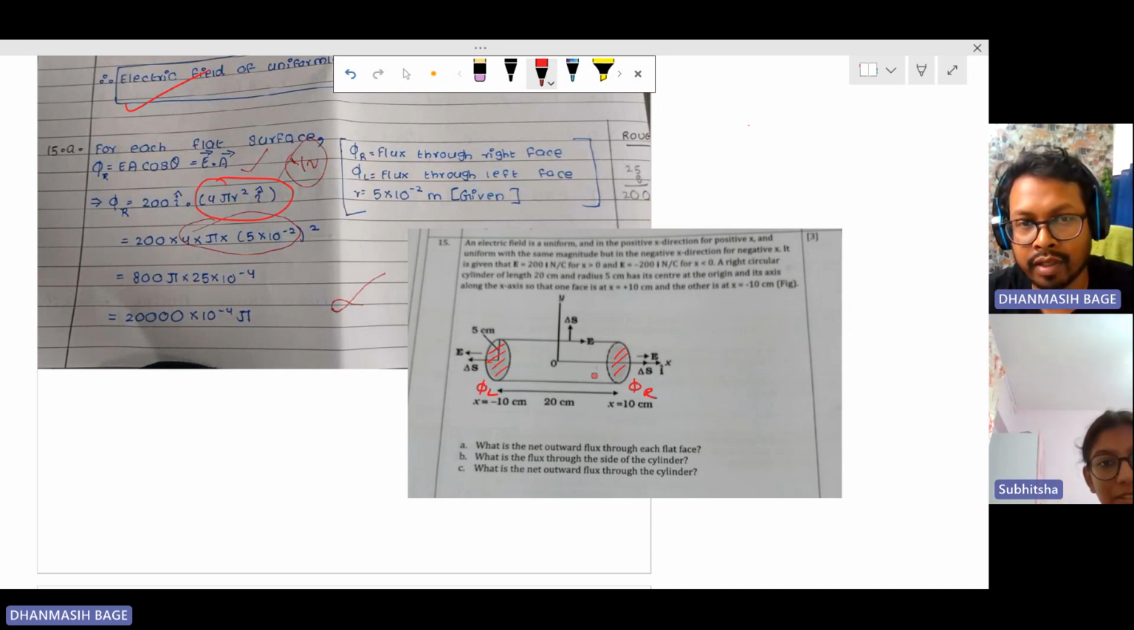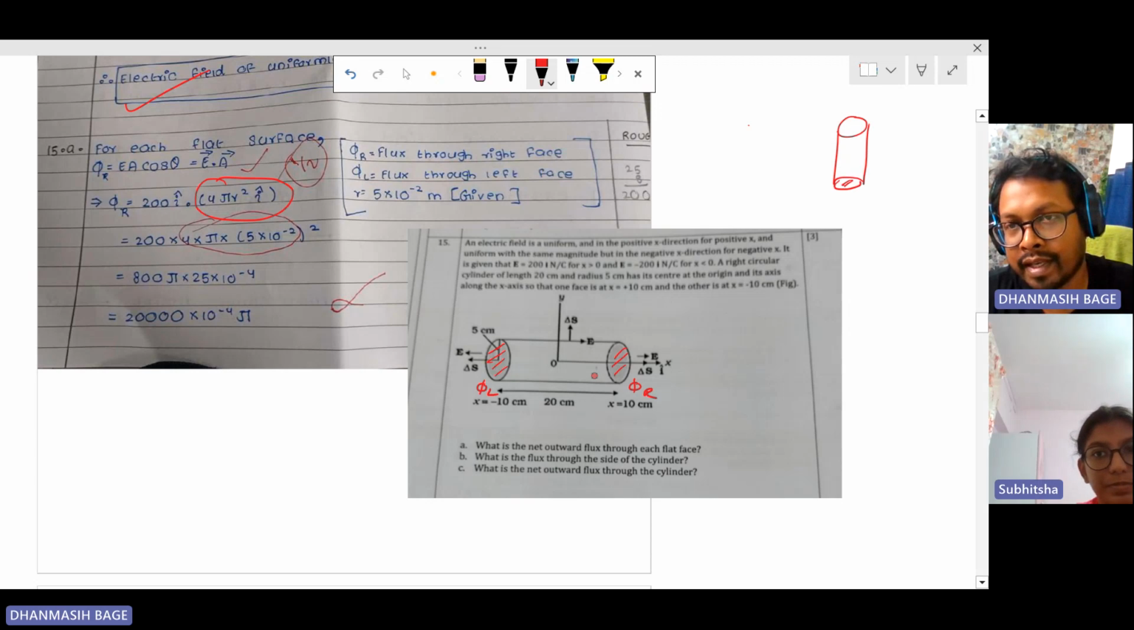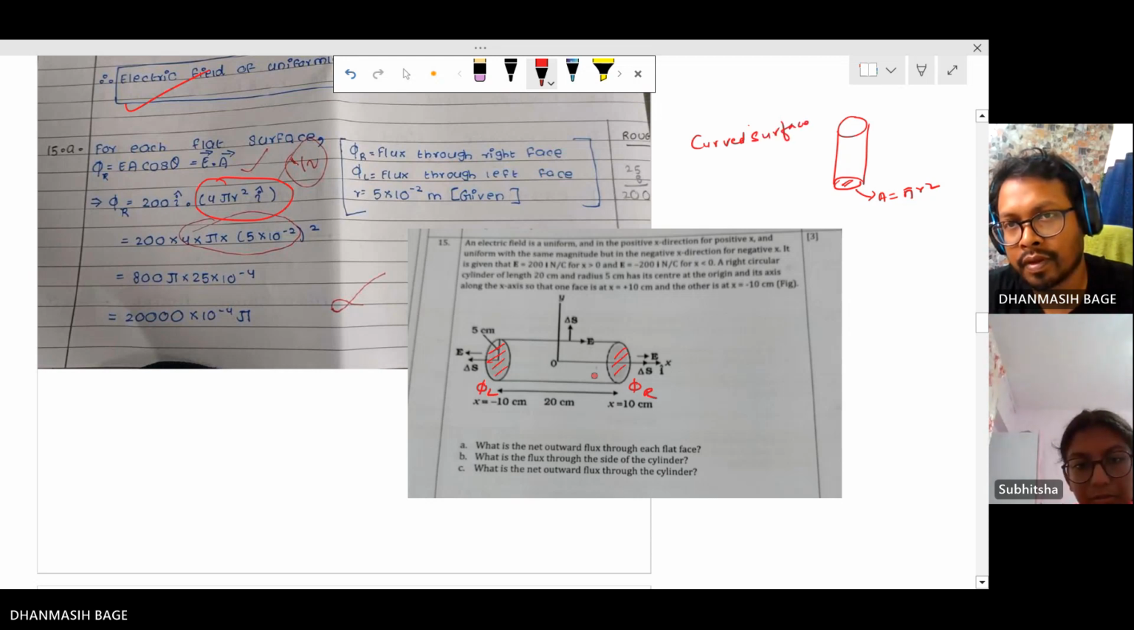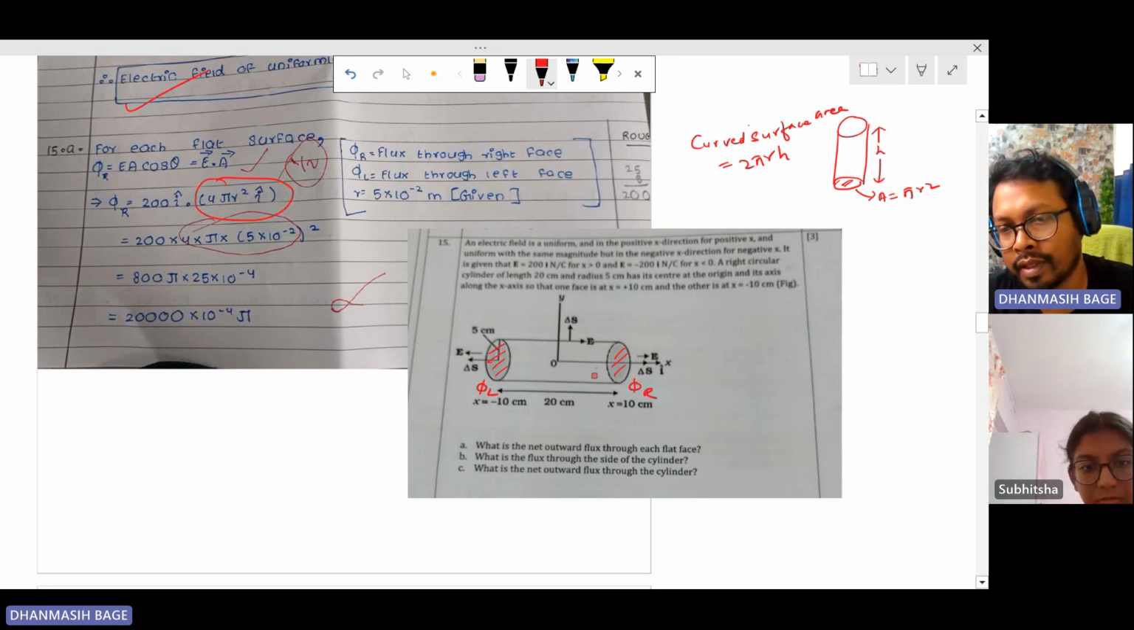2 pi r h. If this is a cylinder, then the base area is equal to what? The base area is equal to pi r square. And yes, the curved surface area is equal to 2 pi r h, right? This is the height of the cylinder.